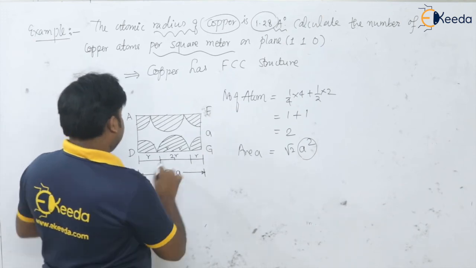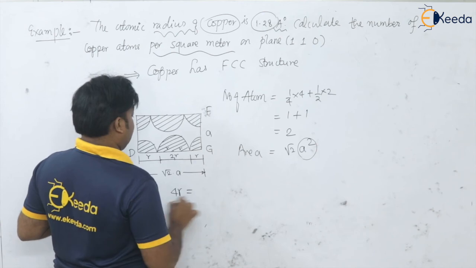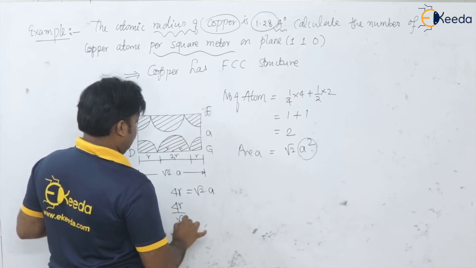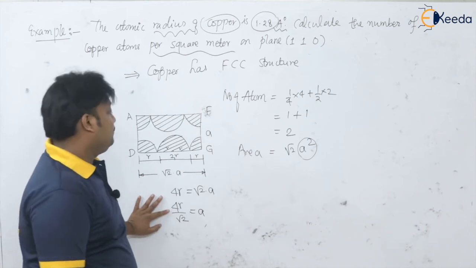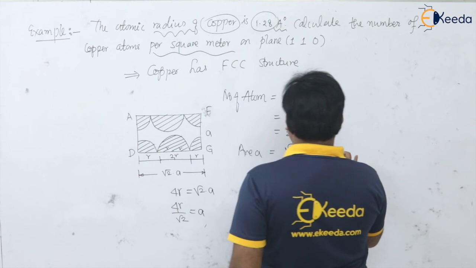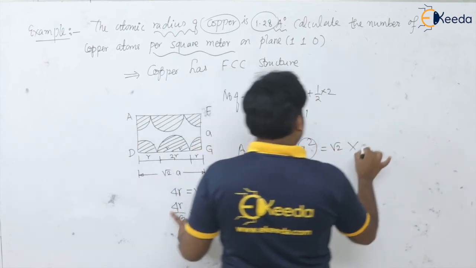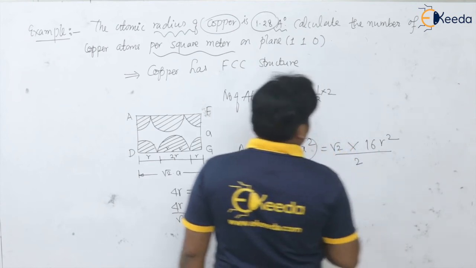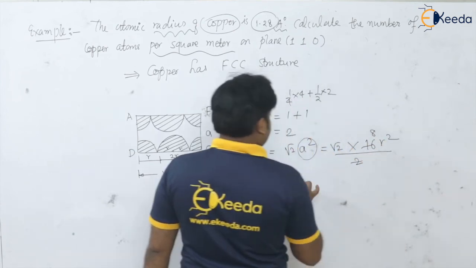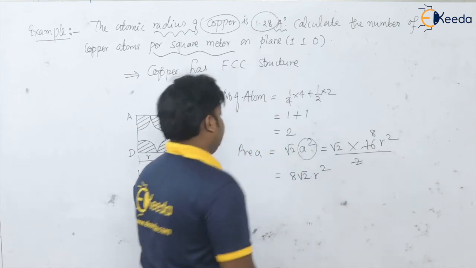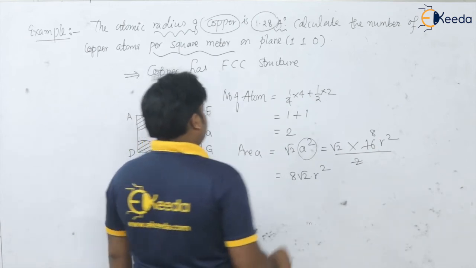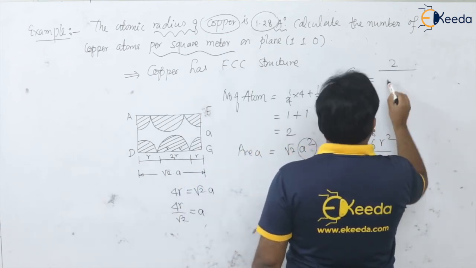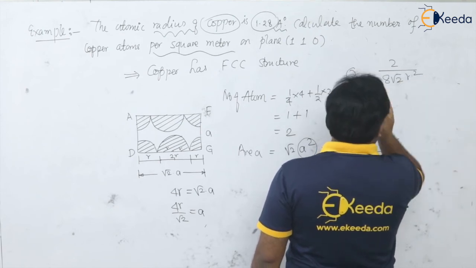So we have 4R equal to root 2 times A. So A is 4R divided by root 2. Put your value of A. Root 2 into A square is 16R square divided by 2, so it is 8 root 2 into R square, the area we are getting here. Let us find the planar density: number of atoms 2 divided by area 8 root 2 times R square.